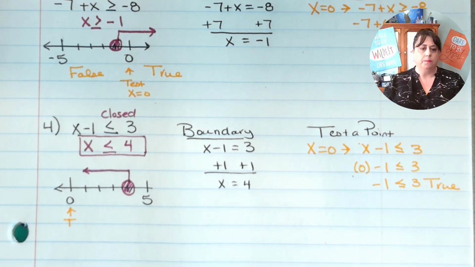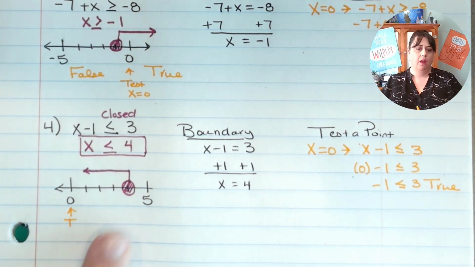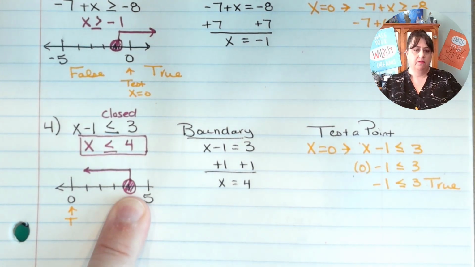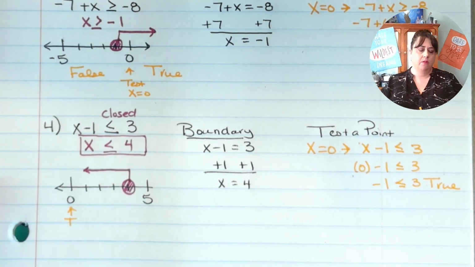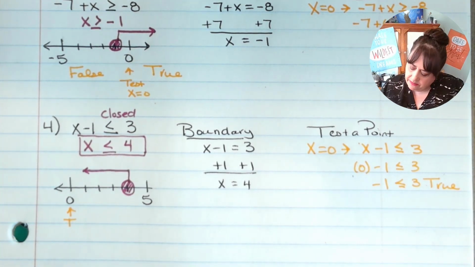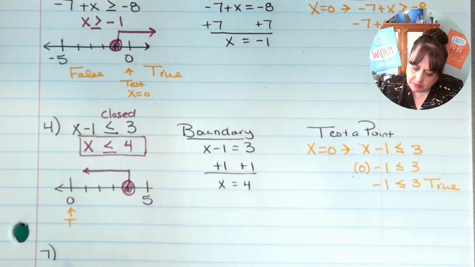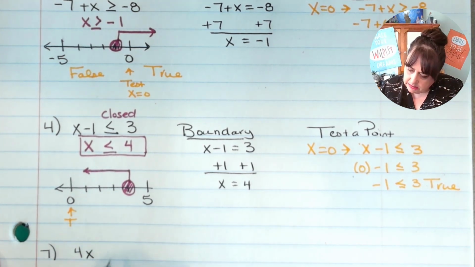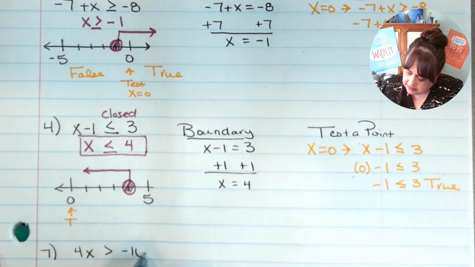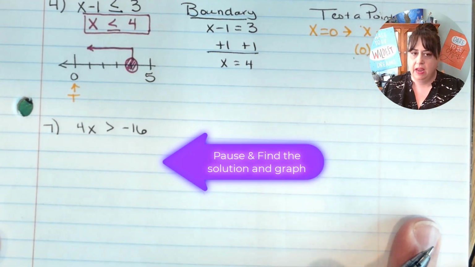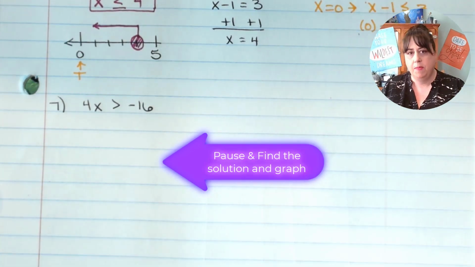So how did you do? Did you get that x is less than or equal to 4? And so your circle was on 4, colored in, and your arrow goes to the left. Okay, let's look at number 7 and 8. So number 7, 4x is greater than negative 16. Go ahead and do the boundary and test a point. Come on back and see how you did.